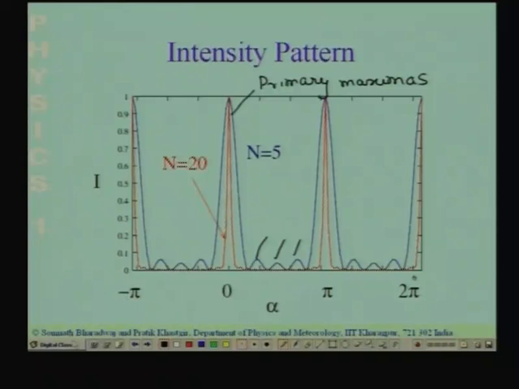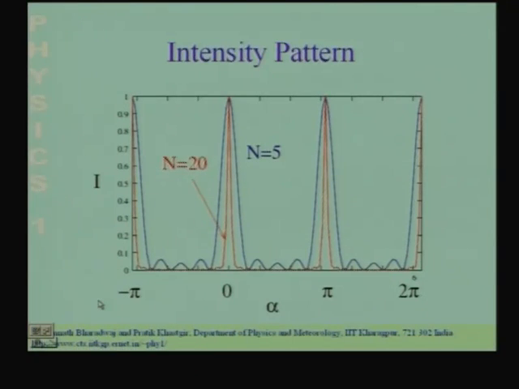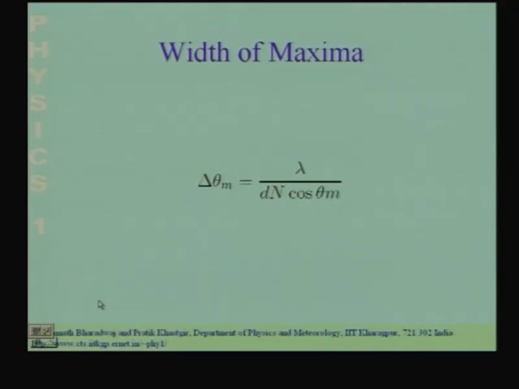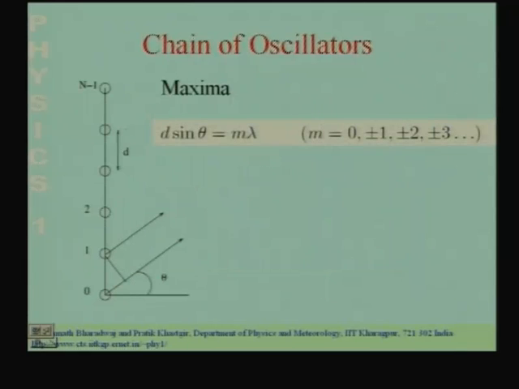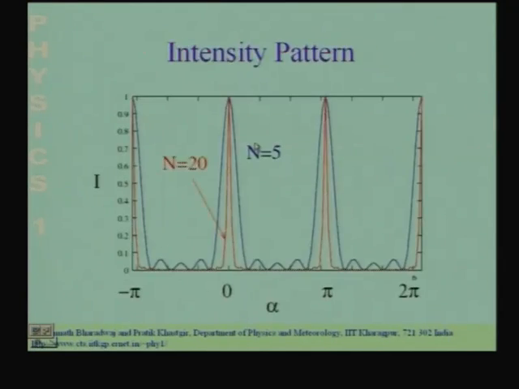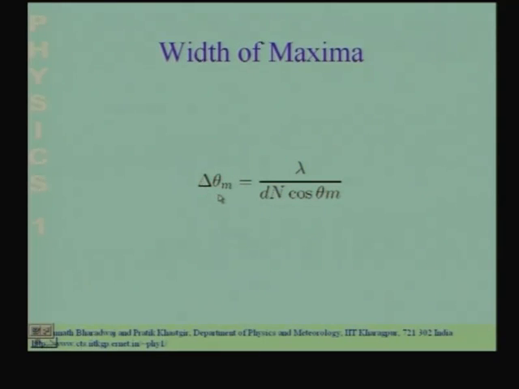Okay. So, let me just remind you what we have worked out. We have worked out the width of the maxima. So, when I have a chain of oscillators, what we see is that the intensity pattern will have maximas in different directions wherever this condition is satisfied, and as I change theta away from these directions where this condition is satisfied, the intensity is going to fall. And the question we ask is, what is the width of the intensity peak? And we have calculated the width of the intensity peak. So, the width of the mth order principal maxima is lambda by d n cos theta m.